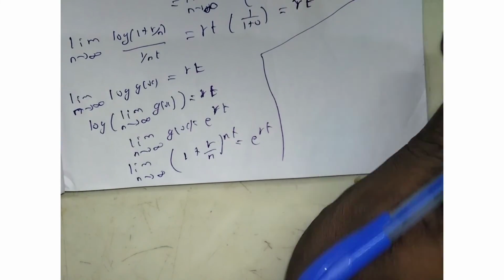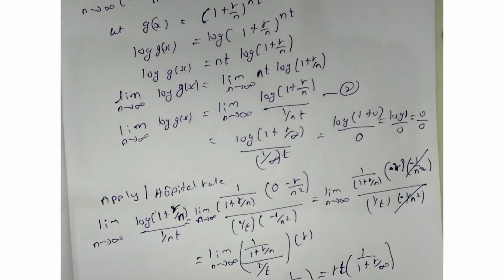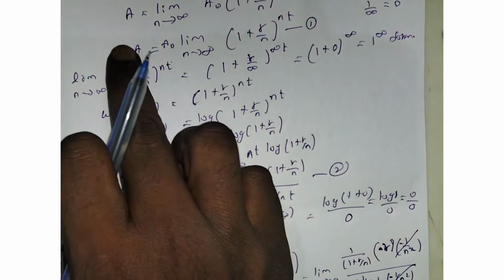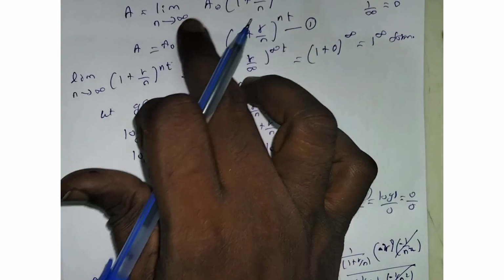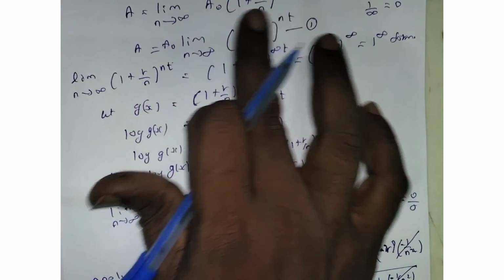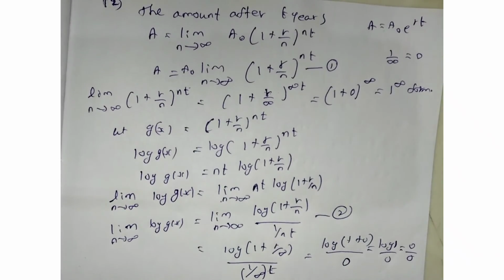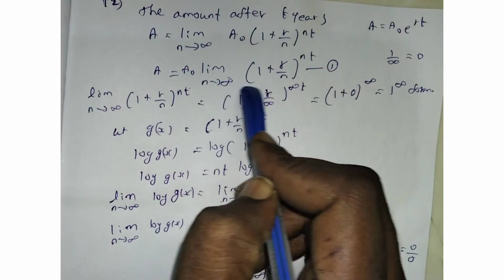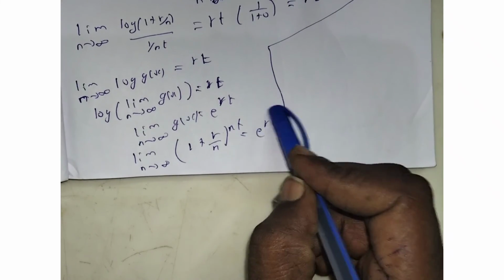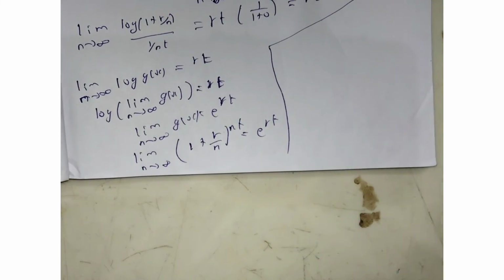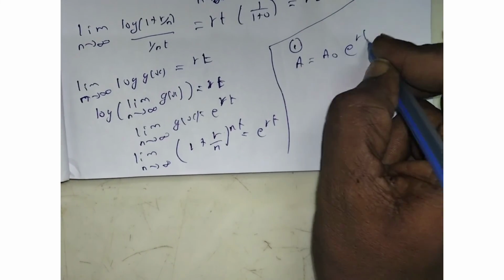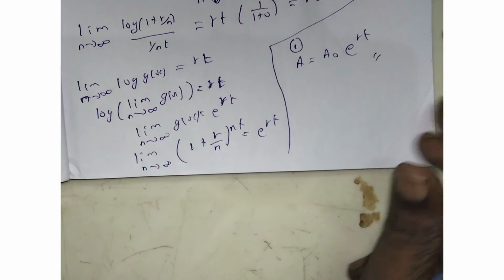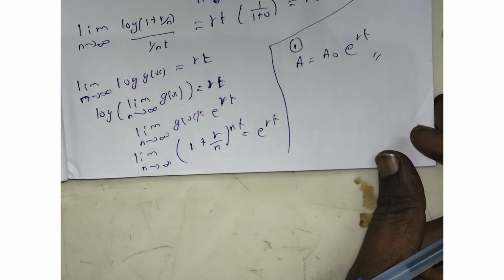Now go to equation 1. Inside equation 1, we have a naught, limit of n to infinity, 1 plus r by n, the whole power nd. So instead of the entire term, we are going to replace it by e power rd. So from equation 1, a equals a naught into e power rd. This is the required result to verify the compound interest.